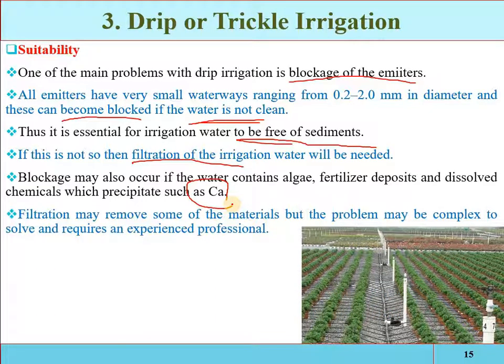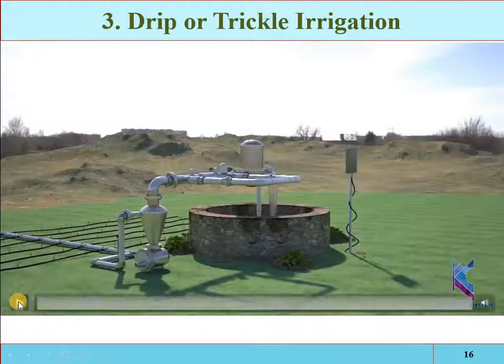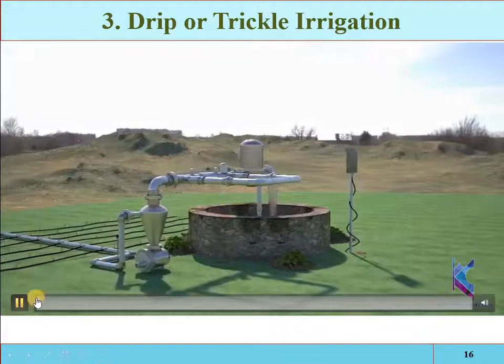Filtration may remove some of the nutrients, but the problem may be complex to solve and require an experienced professional. Again, the sprinkler irrigation system and the drip irrigation system are scientific methods, and some skilled laborers, some skilled persons will be required as compared to the surface irrigation system. Okay, so this is the animation of the drip irrigation system.